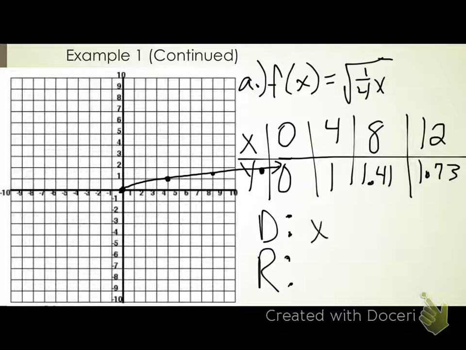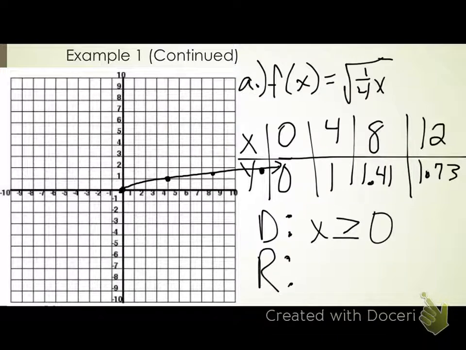X is greater than or equal to 0. Very good. Because it does not go to the left forever and ever, does it? It's got a stopping point. What's the stopping point? 0. So it's going from 0 all the way to positive infinity. So that's all the numbers that are bigger than 0, correct? So that's why it's x is greater than or equal to 0. Questions on the domain?